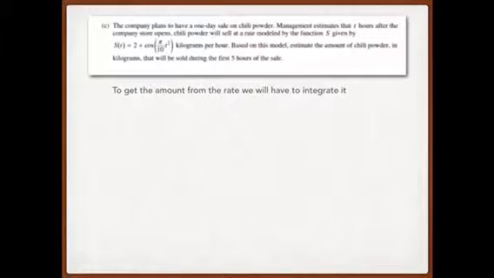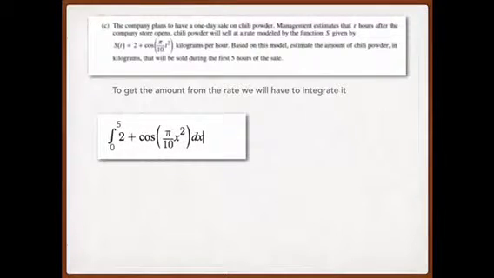So we would like to integrate it to get the amount from the rate of change. So we get this function and we try to integrate it from 0 to 5. But we can't find the antiderivative of this function. So we just input it in our calculator and we get a final answer of 11.43. And thank you. This was question number 1, 2016 AP Calculus.